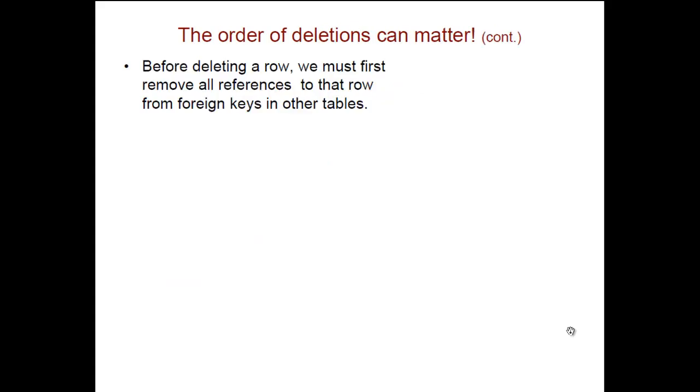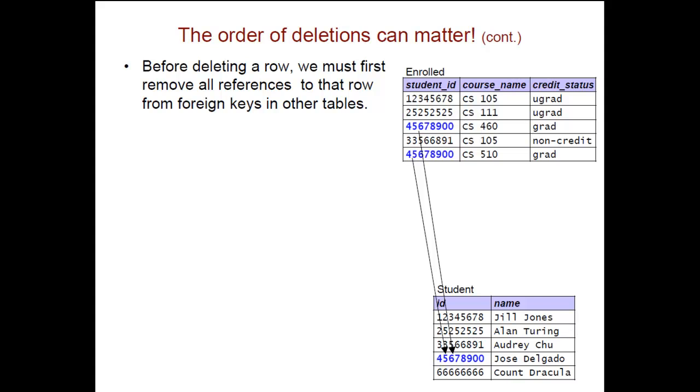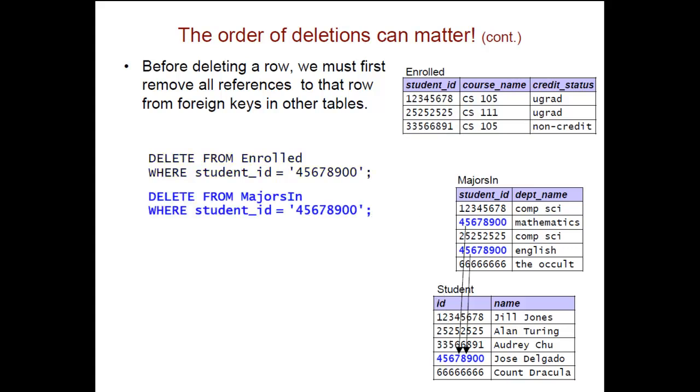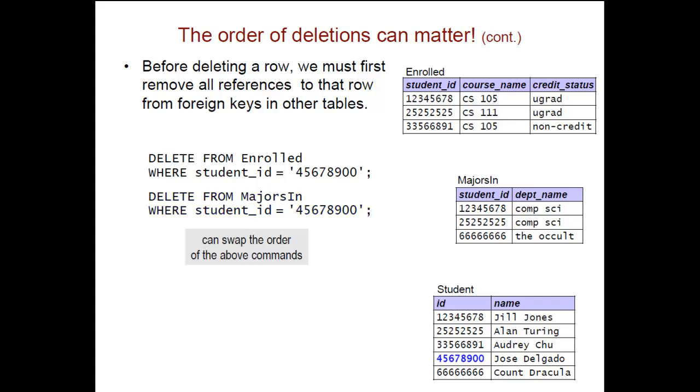So the general rule is that before you delete a row, you want to first remove all references to that row from foreign key columns in other tables. In addition to the foreign key references in the enrolled table that refer to values in student ID, there are also ones in majors in. Here we have 4 different references to the ID value for Jose Delgado. So we first delete the rows with his student ID from enrolled, then do the same thing for majors in. We really could have done either of those first, so the order of those two doesn't matter. But we want to wait until the end to delete the tuple from student, because now we can safely remove it. There are no remaining references to it, and we won't be violating referential integrity.